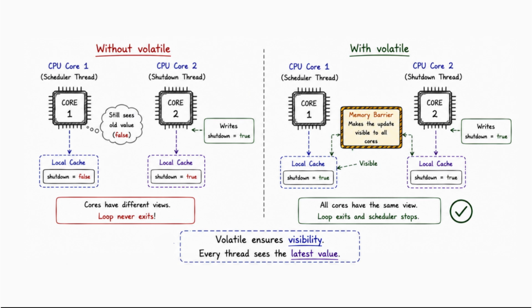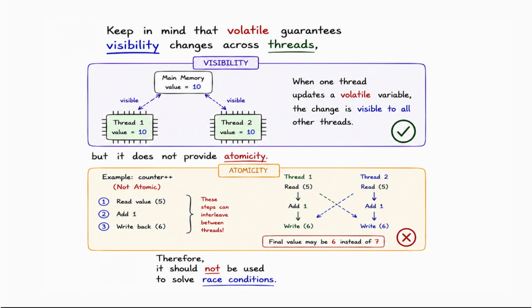In simple words, after adding the volatile keyword, every thread gets a consistent view of the shared variable. Keep in mind that volatile guarantees visibility of changes across threads, but it does not provide atomicity. Therefore, it should not be used to solve race conditions.